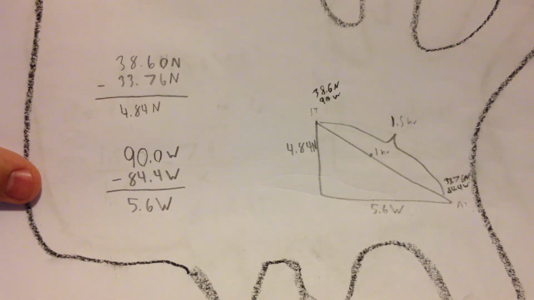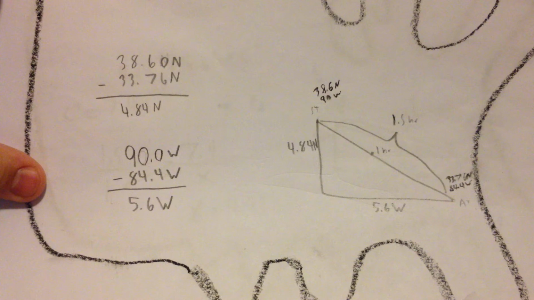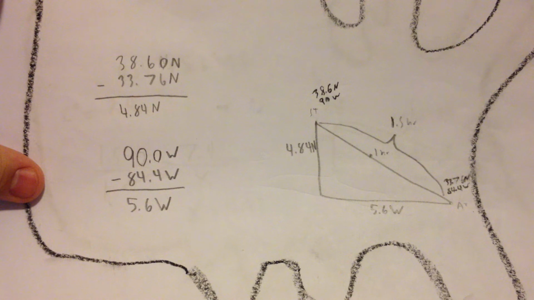We need to find out the length of the difference between degrees north and degrees west, which we can make on a triangle. So 38.6 degrees north minus 33.76 degrees north equals 4.84 degrees north, which is the difference in degrees north, and 90 degrees west minus 84.4 degrees west equals 5.6 degrees west, and that is the difference between their coordinates.